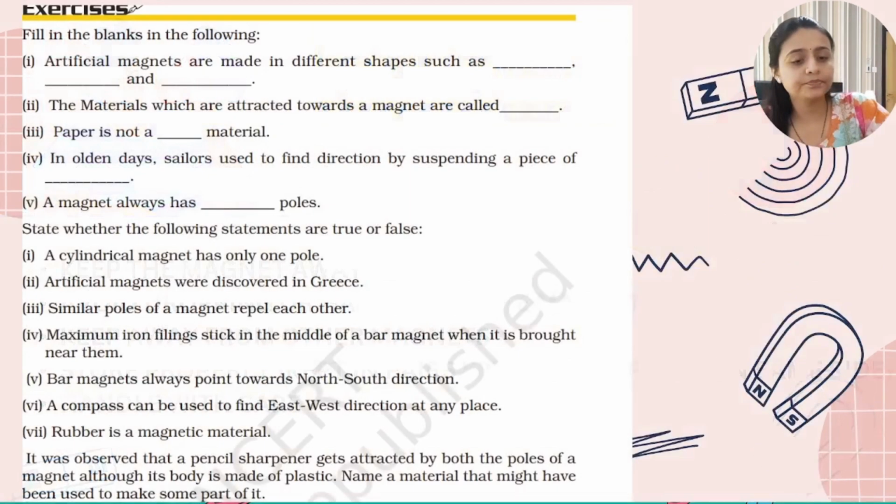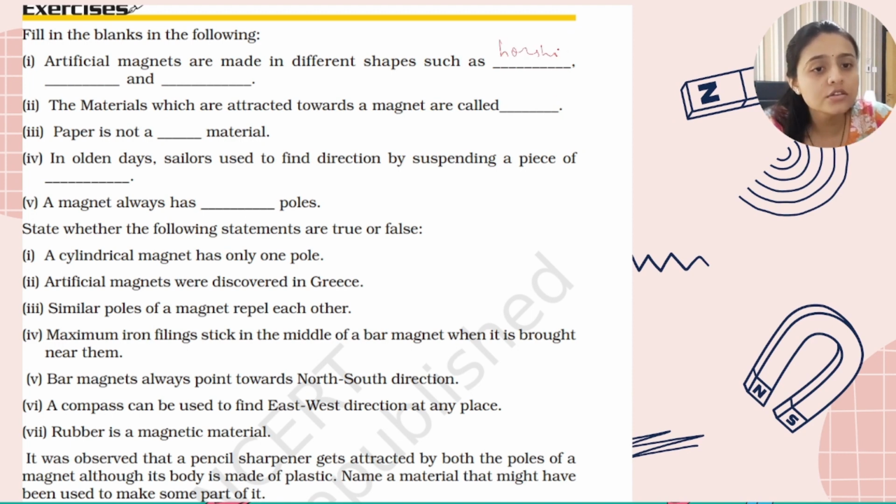So these are some NCERT exercises, starting with fill in the blanks. Artificial magnets are made up of different shapes. Horseshoe magnet, you can write here, horseshoe magnet, and one is bar magnet and ring shape magnet.